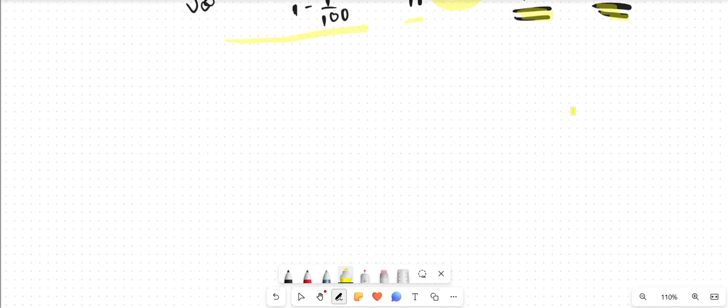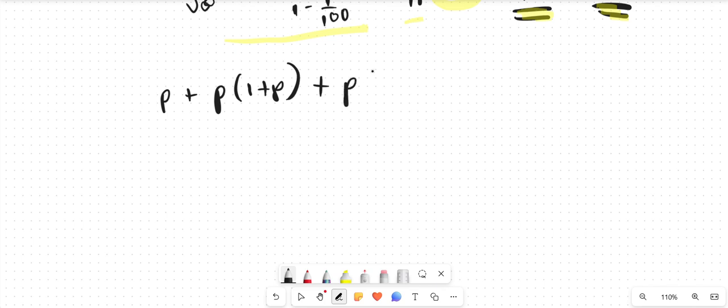All right, now let's look at how you would find the value of R. So let's say they give us something like this, p plus p(1 plus p), and this is adding with another p, but this time it's squared, and it obviously keeps adding all the way to infinity.